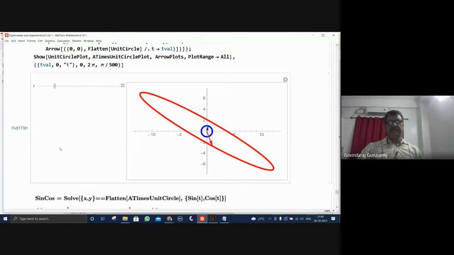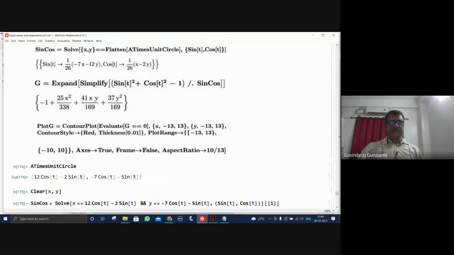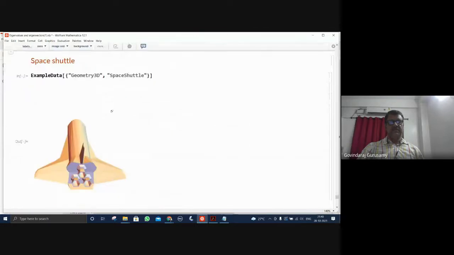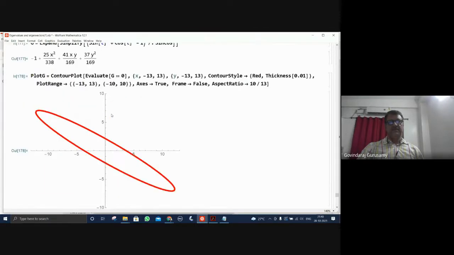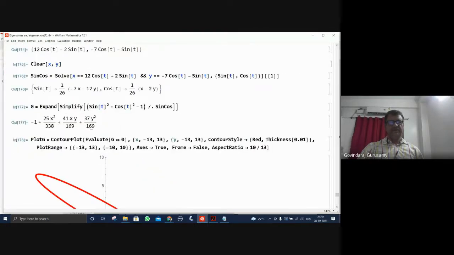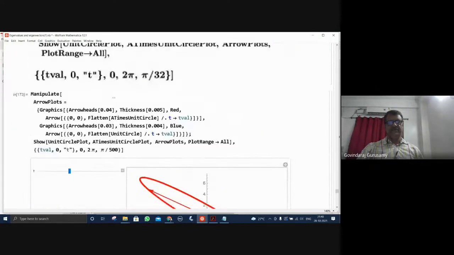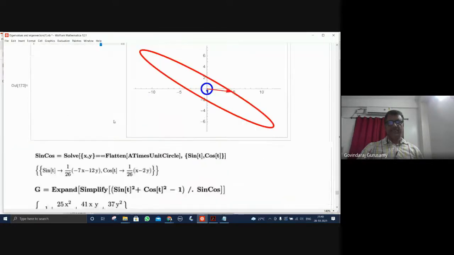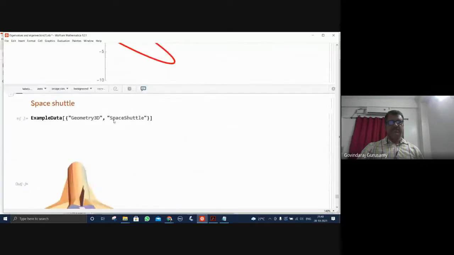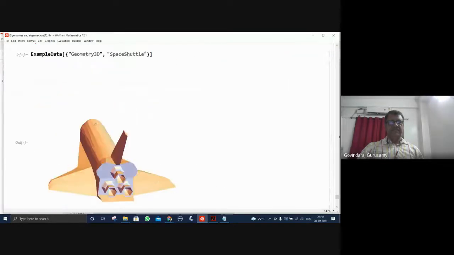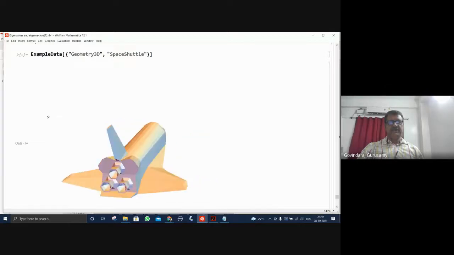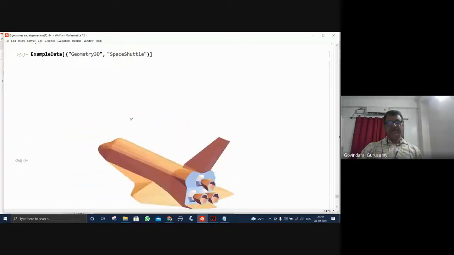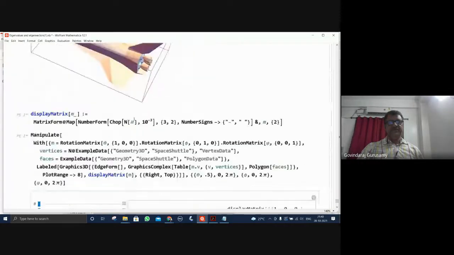These equations can also be solved. Through the equation also you will get exactly the same ellipse. The magnitude and parameters also can be cross-checked, so you can do detailed calculations based on this. The rotational dynamics can be completely described. Another thing is the space shuttle. This is a space shuttle, data are available, and you can really do the rotations.